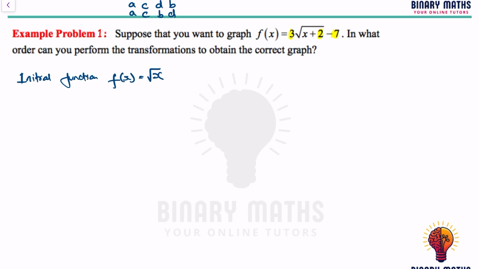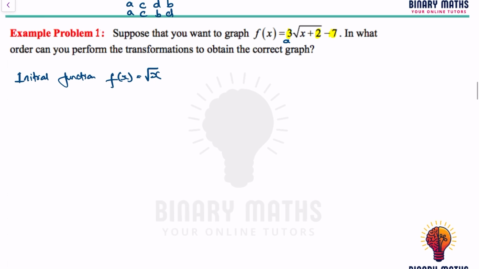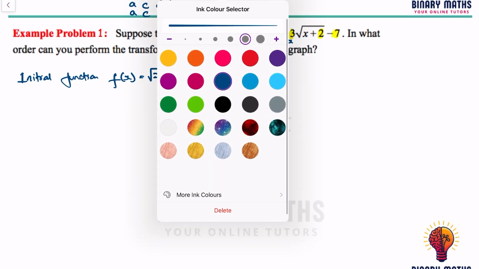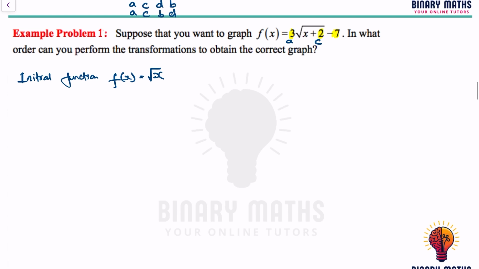Now we need to label what these constants represent: a, b, c, or d. This one, because it's in front, must be a. There's no b here. B is 1 times x, so we don't need to worry about b. The plus 2 is c, and the minus 7 must be d. So remember, we've got the case CBAD: C, B, A, D. In this case, we don't apply the b. The order will be first apply c, so the plus 2 there. That means it's a translation.